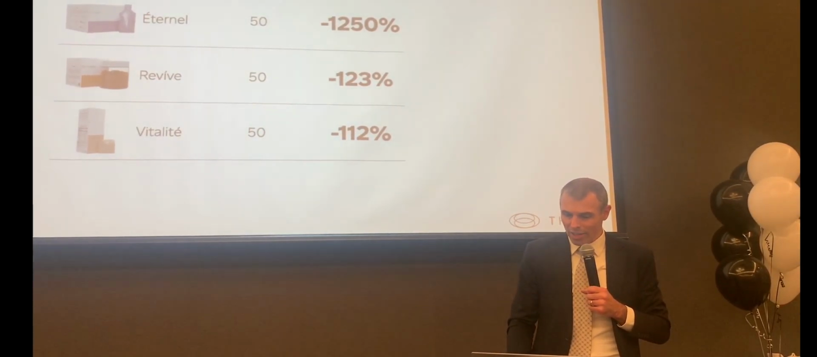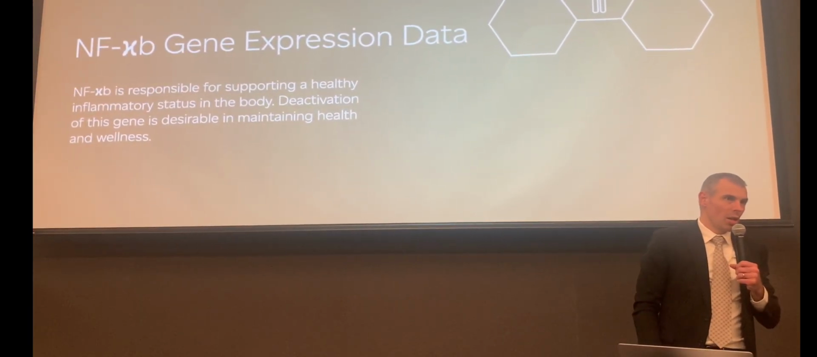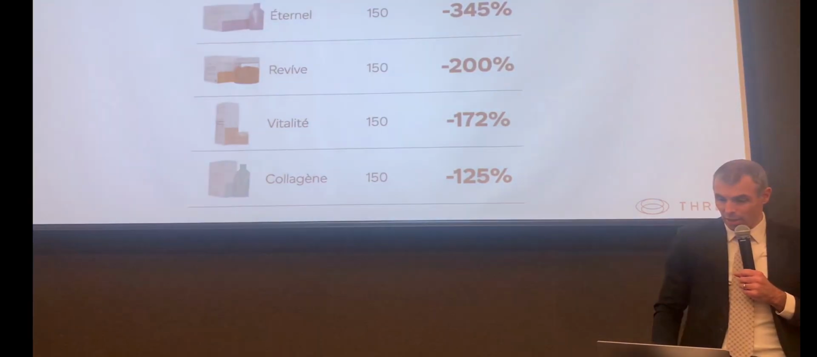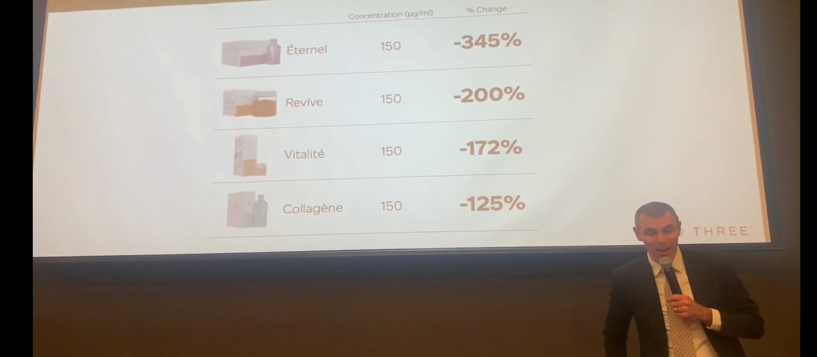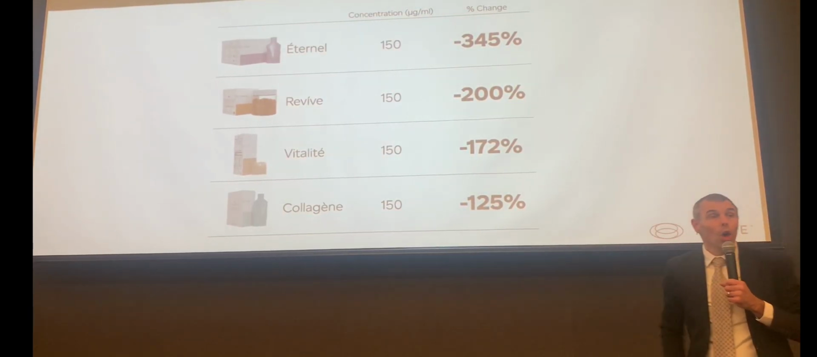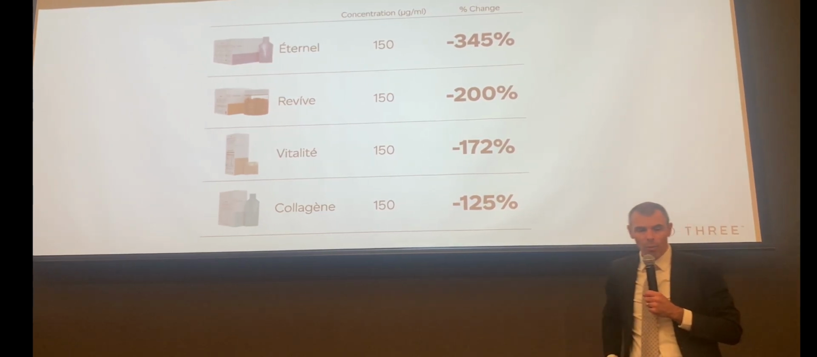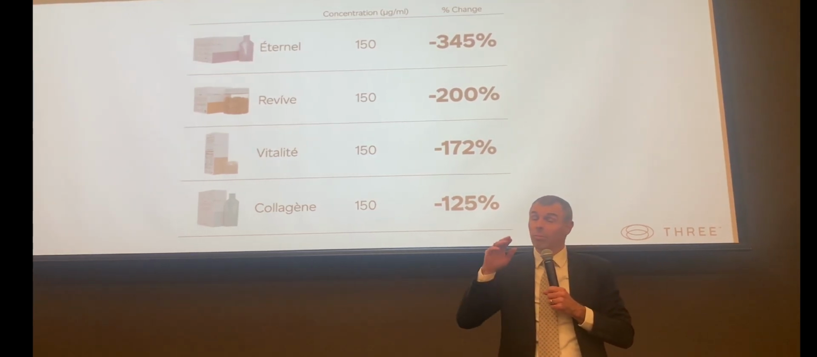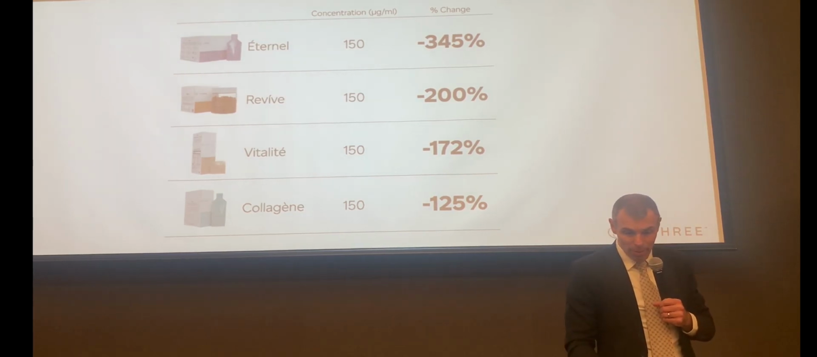It's just crazy. NF-kappa B, another really important gene when it comes to inflammation. And again, you want this to be downregulated as well. And what we saw, Eternal, minus 345, Revive minus 200. So we tested these 4 products. We didn't test Purify or Immune. We will test those in the future. But these are the 4 that we tested. And all of these, you can see downregulated NF-kappa B function.